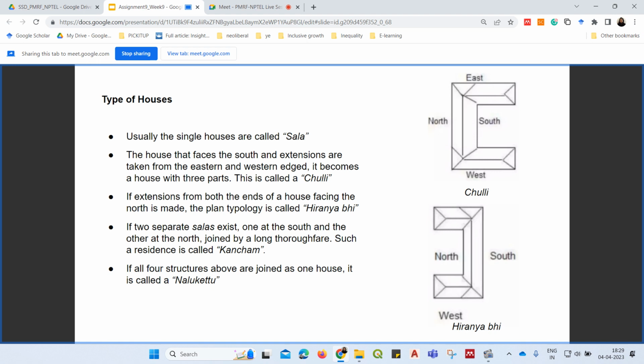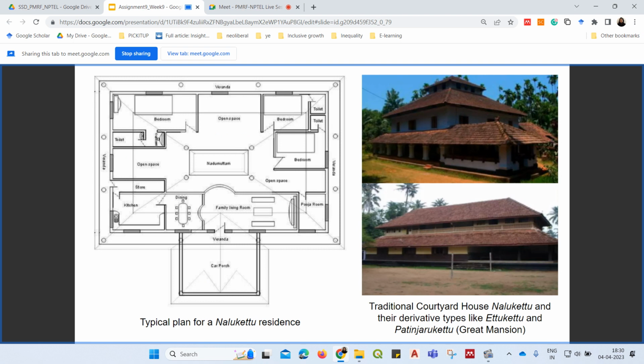If there are four structures, and all four are joined through thoroughfares or in some other way to make one house, it is called an allocative. So if you see four different single houses joined together, you can imagine that it will be something like a courtyard house. So basically the traditional courtyard houses which exist in vernacular Kerala architecture are called allocative. This is a typical plan for an allocative residence.